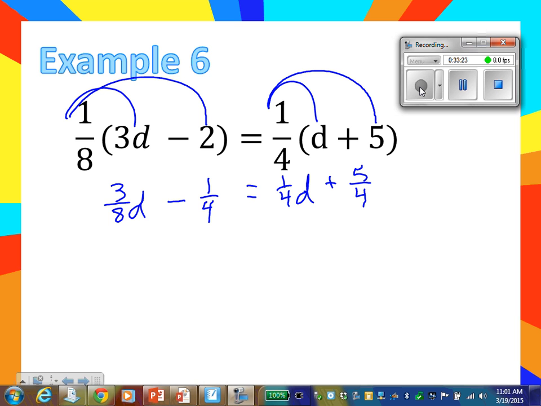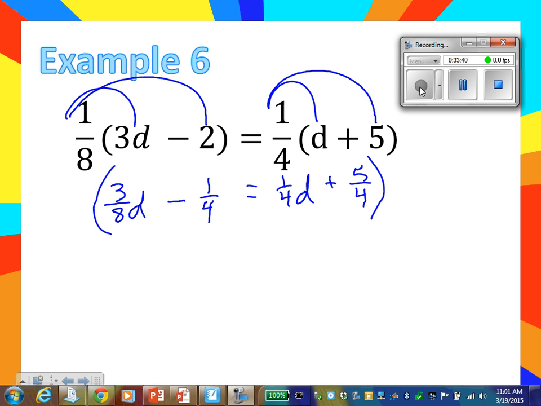So where's your steps to solve? Step 1 was distribute. Take care of the parentheses. What was step 2? Fractions. So what am I going to do? Get rid of them. Awesome. So you see what I'm saying? You got to revert back to that list.